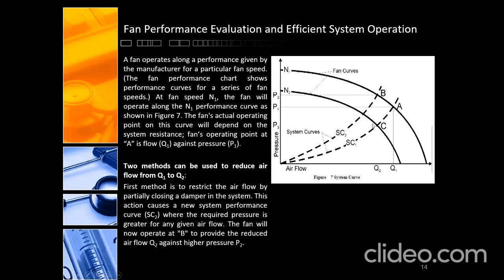So, ito na yung at the same speed, mababa, ito na yung ano mo. The fan will operate at B to provide reduced airflow against higher pressure P2. Okay.